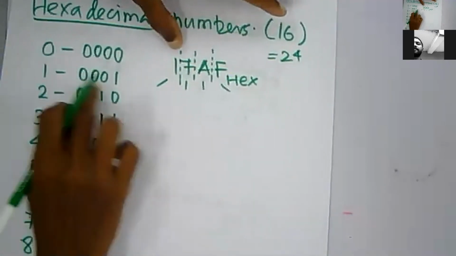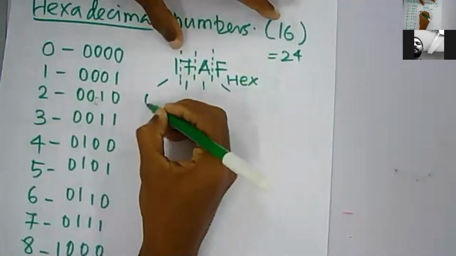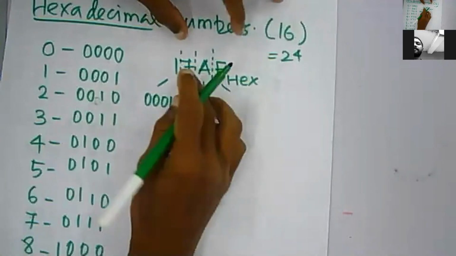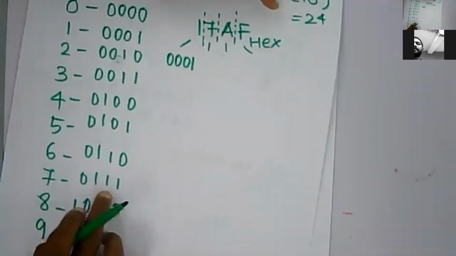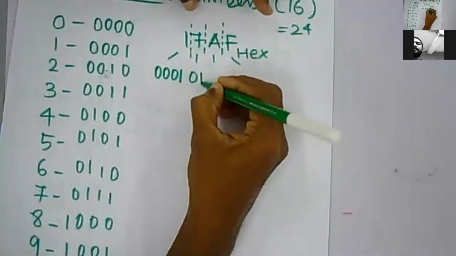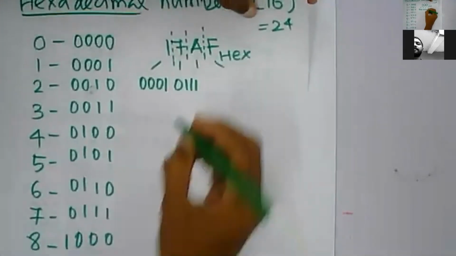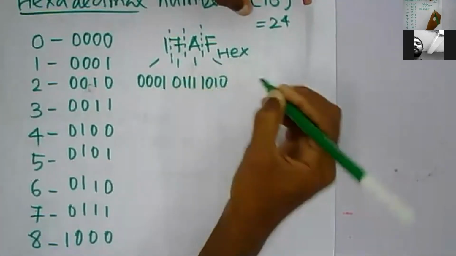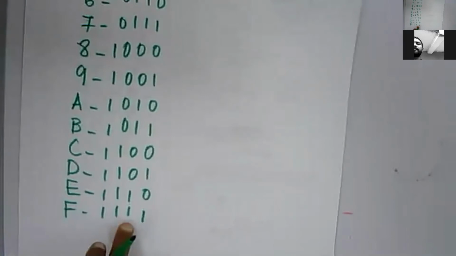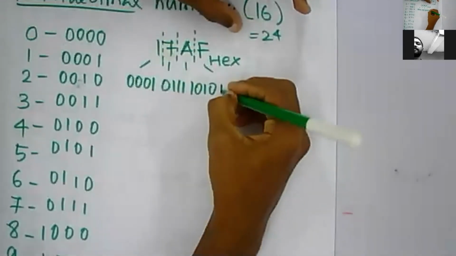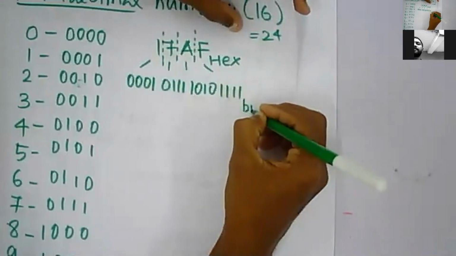So 1 is equivalent to 0001. 7 is 0111. A is 1010. F is similarly 1111. So the binary number is 0001 0111 1010 1111.